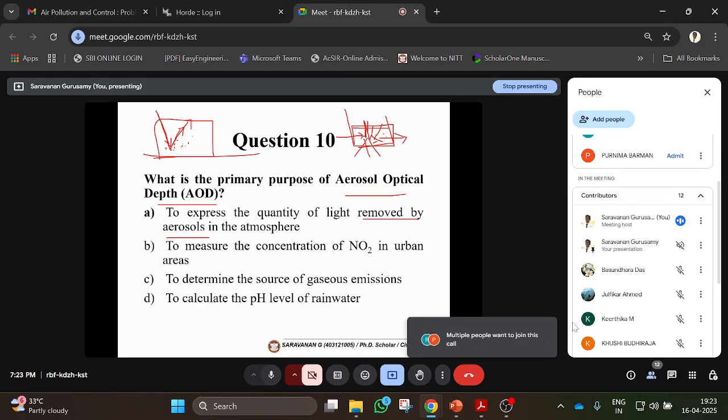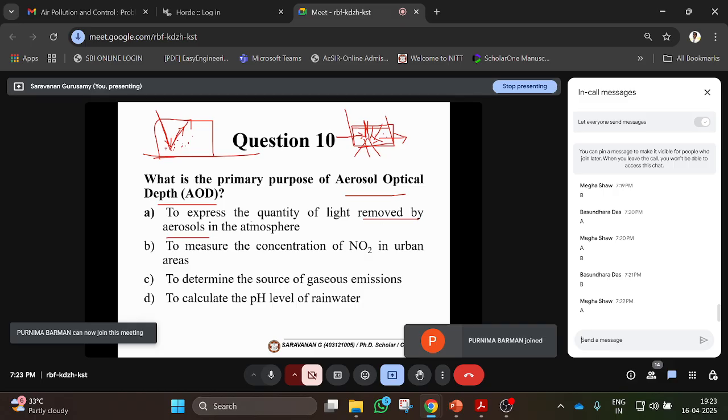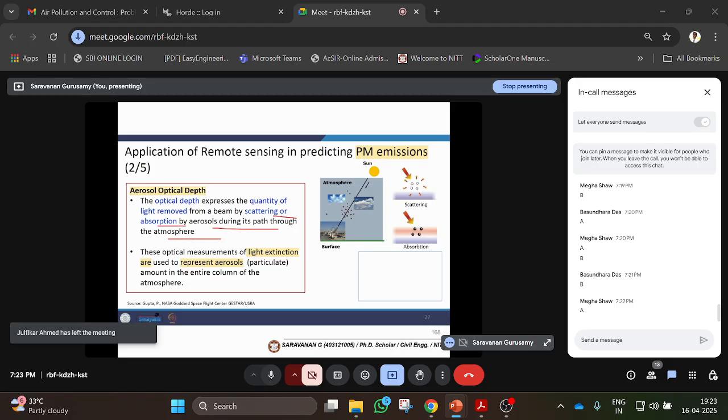How much quantity of light that is removed by the aerosols in the atmosphere is called aerosol optical depth. So it is the quantity of light removed from a beam by scattering or absorption by aerosol during its path through the atmosphere. You can see here, that's why after rain we can find a pure vision or a clear image.